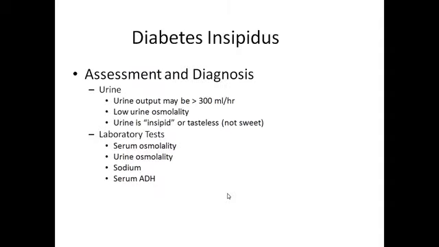So how will you assess these patients? Biochemically, you will look at the urine output, and urine output will be more than 300 ml per hour. 300 ml per hour means almost 6 to 8 liters per day. So you have to quantify their urine. When you do the electrolytes and calculate the osmolality, you will find that they have low urine osmolality, and the urine is insipidus, or tasteless.